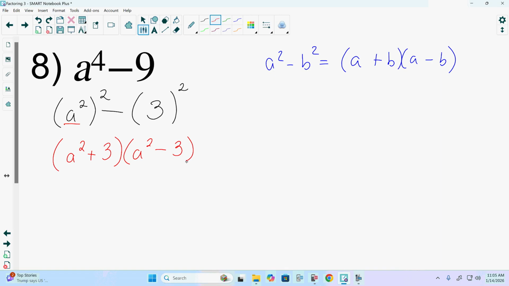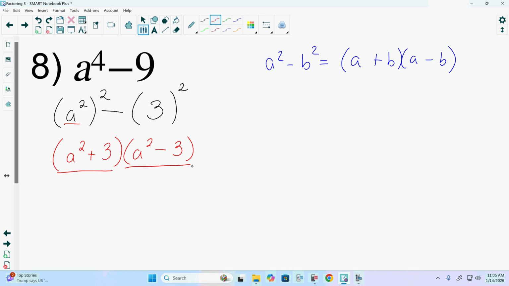Now we can say we're done as long as neither one of these factor. Because the degree is bigger than 1, there's a chance that they get factored. A squared plus 3, a squared is a perfect square, as we've seen up to this point, it's a times a, yes? But we don't have a sum of two squares. There is no factoring that works for that there.